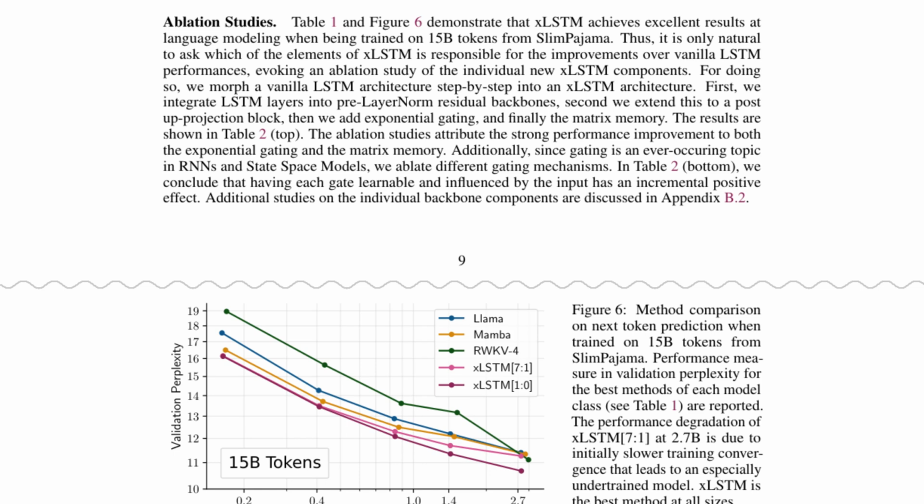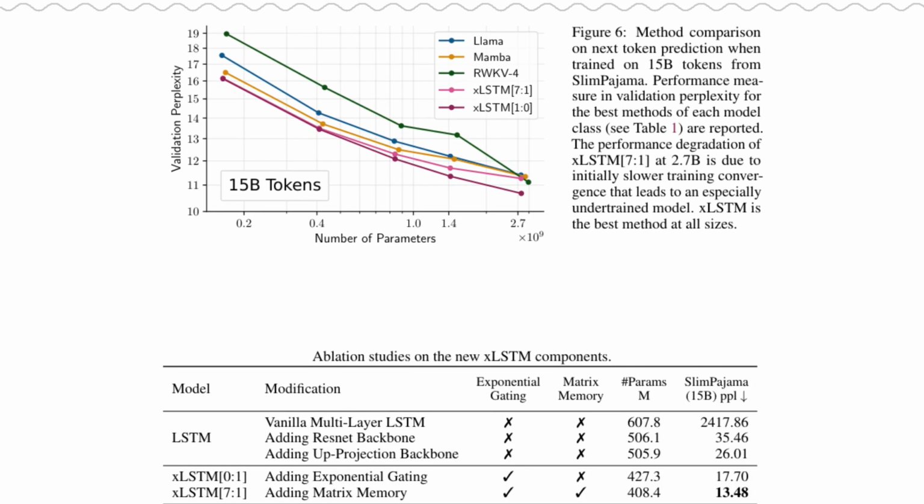The ablation studies attribute the strong performance improvement to both the exponential gating and the matrix memory. Additionally, since gating is an ever-occurring topic in RNNs and state space models, we ablate different gating mechanisms. In Table 2, we conclude that having each gate learnable and influenced by the input has an incremental positive effect. Additional studies on the individual backbone components are discussed in Appendix B.2.